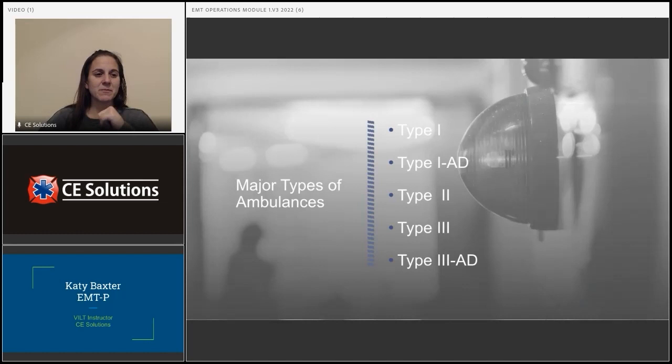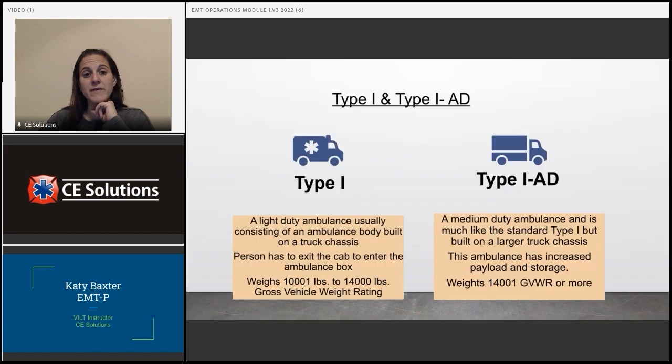Major types of ambulances. You've got type 1s, 2s, and 3s, and some are a little bit more heavy duty than the other. Your type 1s are going to be a more light duty ambulance. It's got the ambulance body built on a truck chassis. The person has to exit the cab to enter that ambulance box. Weighs 10,001 pounds to 14,000 pounds gross weight.